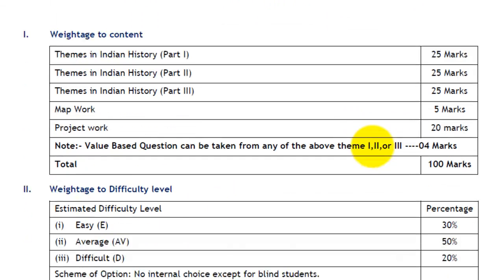Now I will talk about the weightage which is given to the content. Themes in Indian History Part 1 will have a weightage of 25 marks. Part 2 will also have a weightage of 25 marks. Part 3 will have a weightage of 25 marks. The map work carries a weightage of 5. Project work carries a weightage of 20 marks. The value based question can be from any of the above themes and it will be of 4 marks.